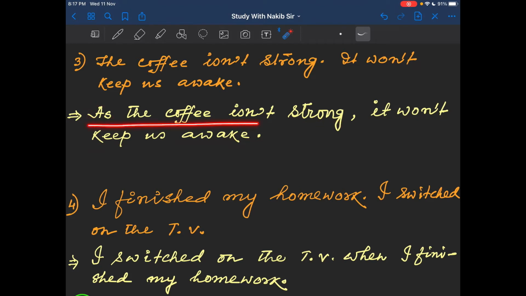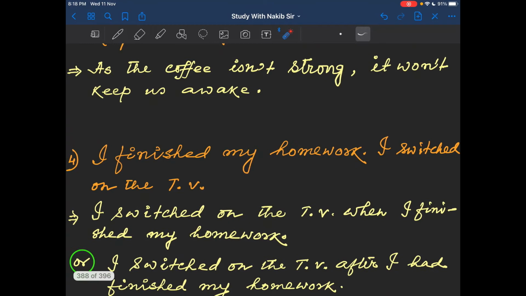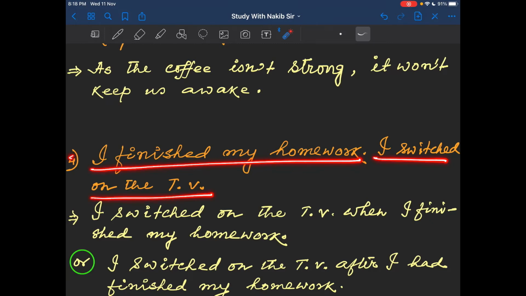As the coffee isn't strong, it won't keep us awake. Okay, this is the answer. And now go to the next question. I finished my homework. I switched on the TV.